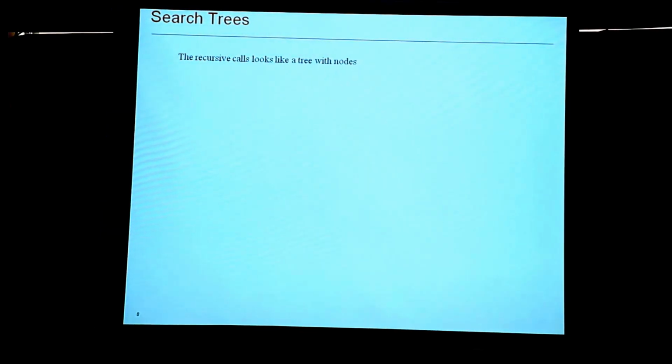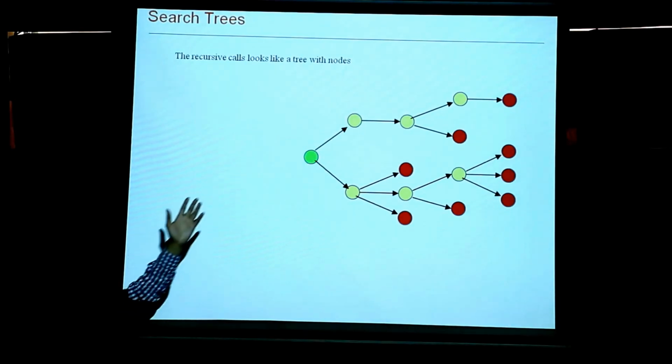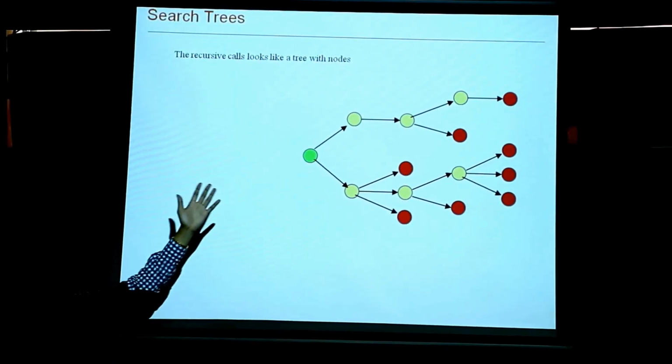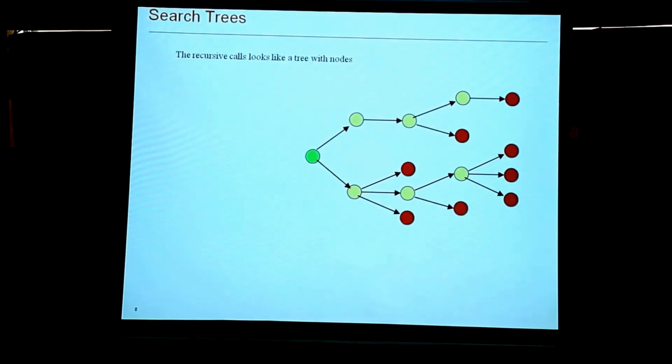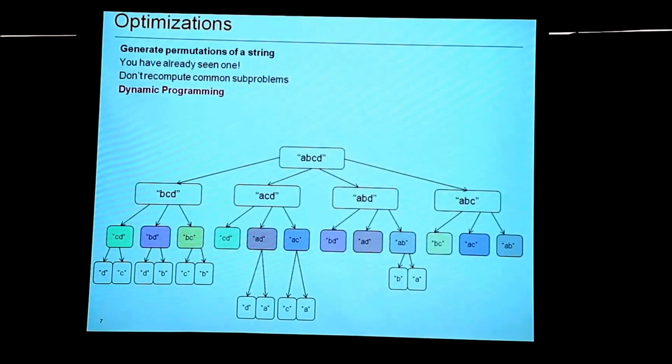So before going to backtracking, this I already explained. So these are search trees. So the recursive call looks like this. So you start with a root node, right, and then you have these intermediate nodes, and then you have the leaf nodes, right? So just for example, what we had here. So here we have the root node, which is ABCD. Then these are the intermediate nodes, and finally you have the leaf nodes.